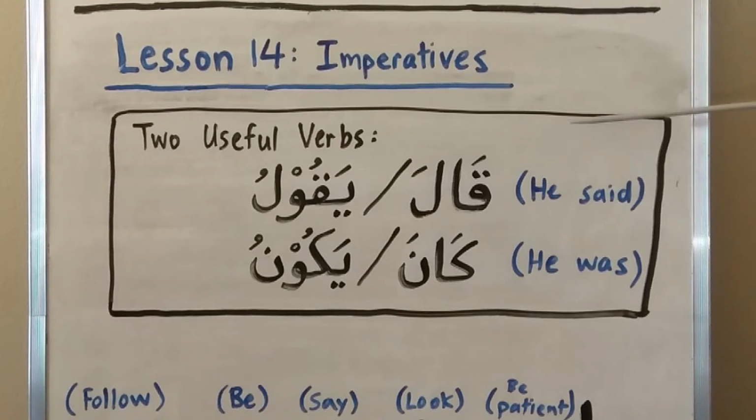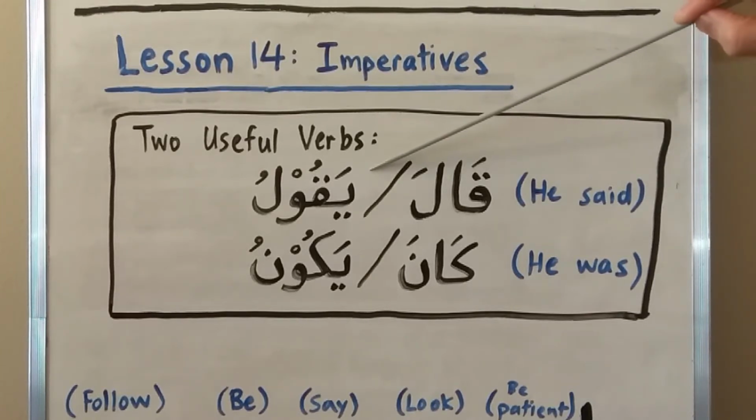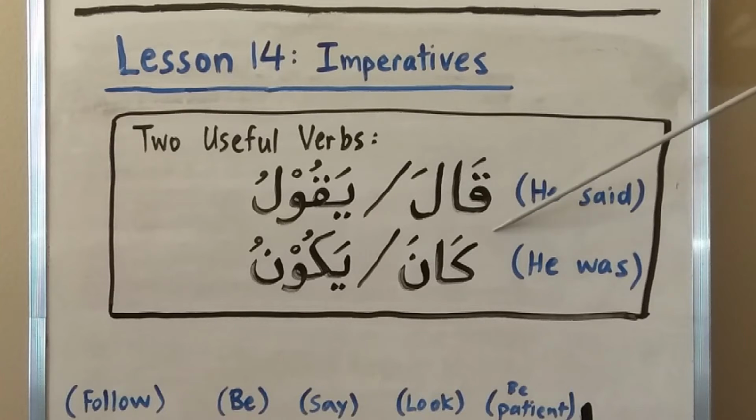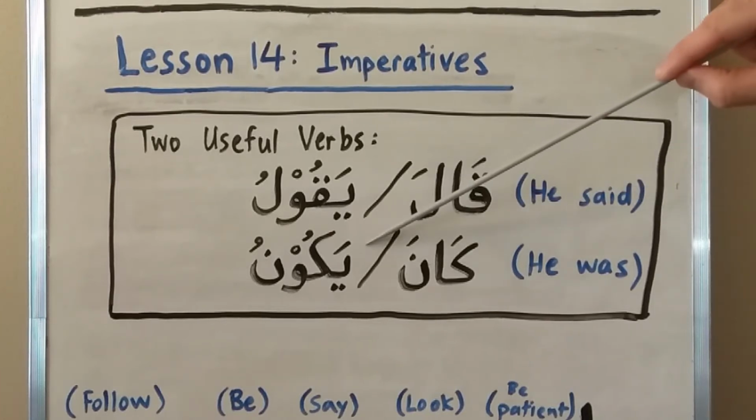I have to teach you two really important verbs, and any proper Arabic teacher would probably get so mad at me that I took so long to teach you these, because these are some of the most common verbs you'll ever see. Qaala means he said. It has present tense yaqulu, he says. Kaana means he was and has present form yakunu, meaning he is.